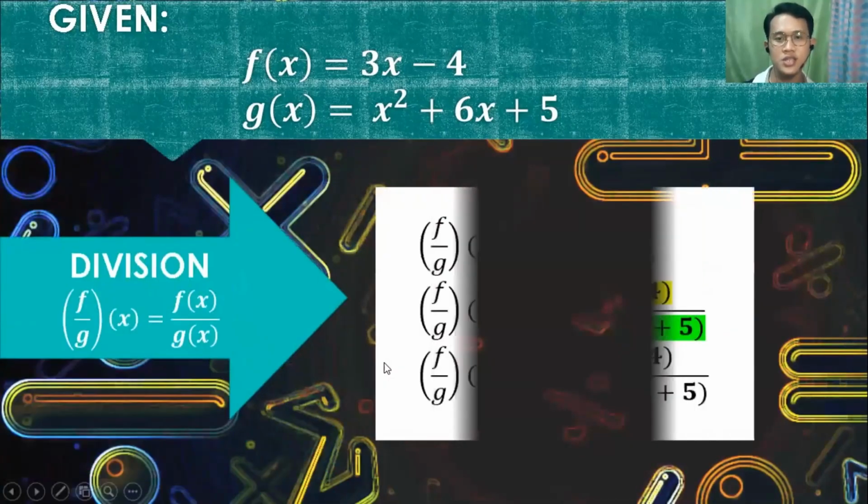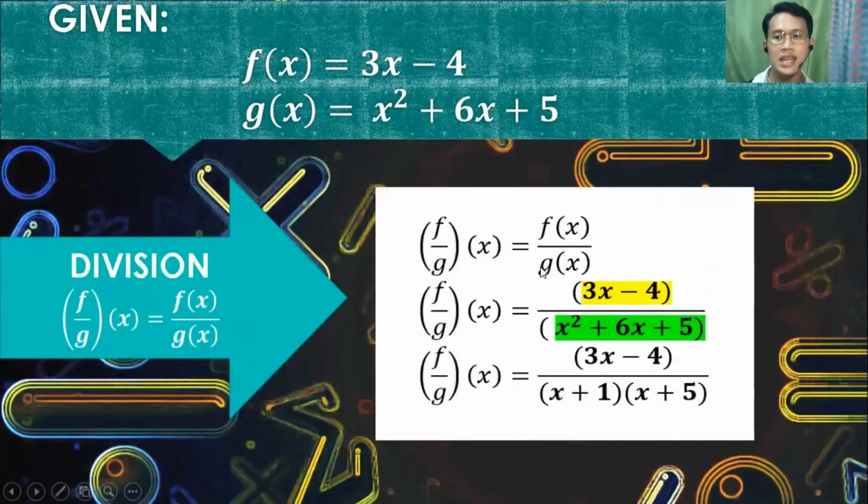How about for division? The same given, and this is how we operate that one. Substitute the numerator, which is f of x, we have 3x minus 4. And then our denominator, which is g of x, that is x squared plus 6x plus 5. So how will you answer that one? As you can see, look at your denominator. Your denominator is a trinomial, right? And you can factor it out.